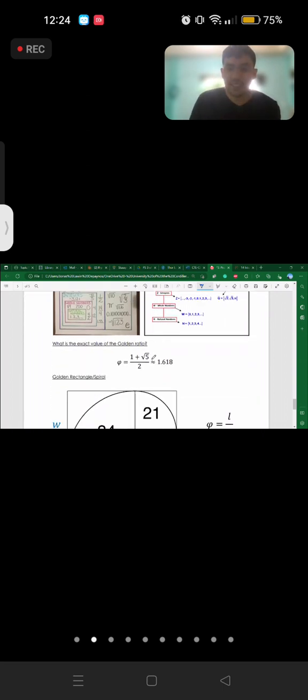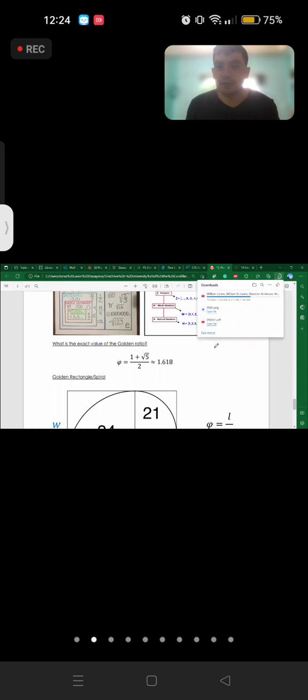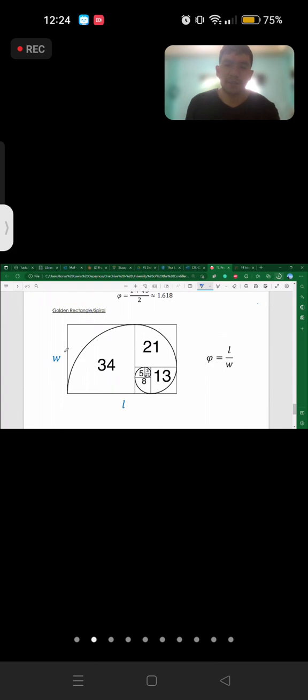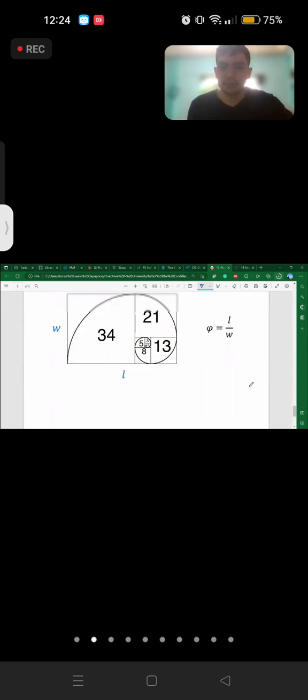And then, what is the exact value of the golden ratio? We have this one: 1 plus square root of 5, the sum divided by 2. And of course, we also have the golden rectangle and golden spiral, wherein if we divide the length by the width, that should be equal to the golden ratio. Okay? So mabilis lang tayo.